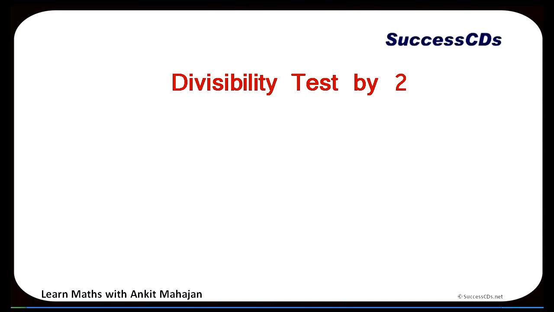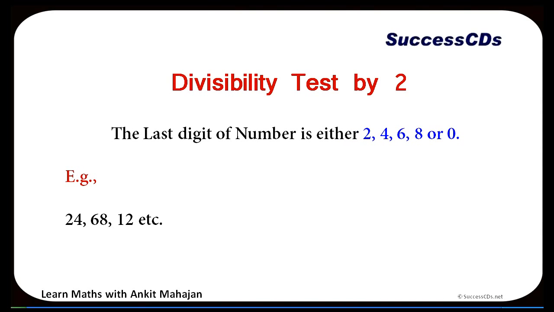Let's start with the divisibility test by 2. It's the most basic and simple one. If your number has the last digit as 2, 4, 6, 8 or 0, it is for sure that the number is going to be divisible by 2. Example: 24, 68, 12, 40. You take any number, all these numbers are divisible by 2.